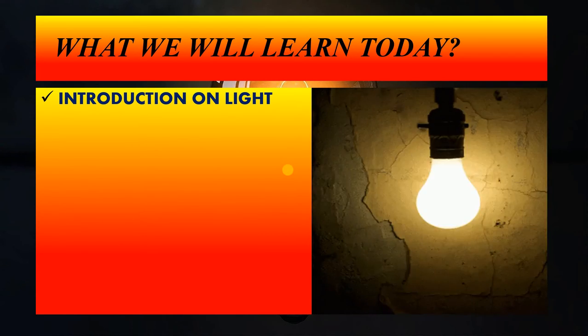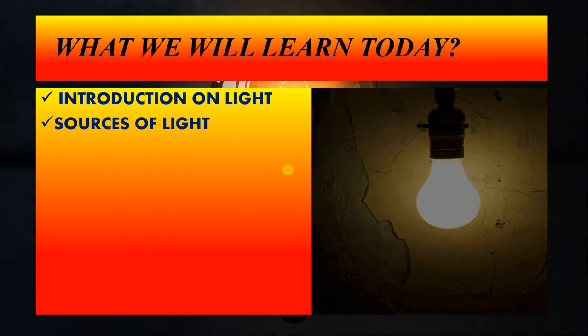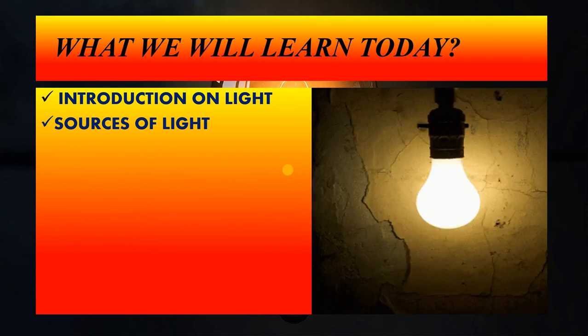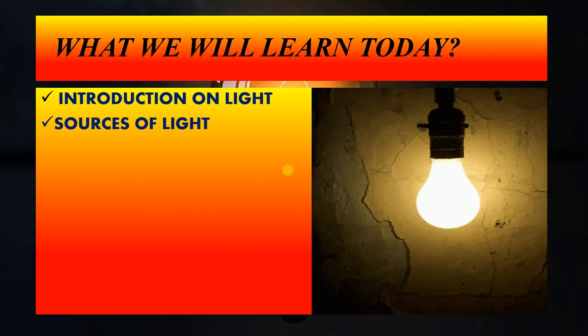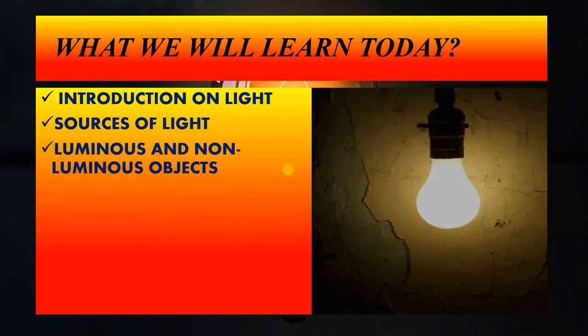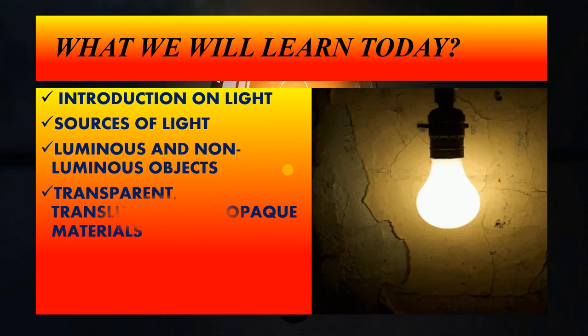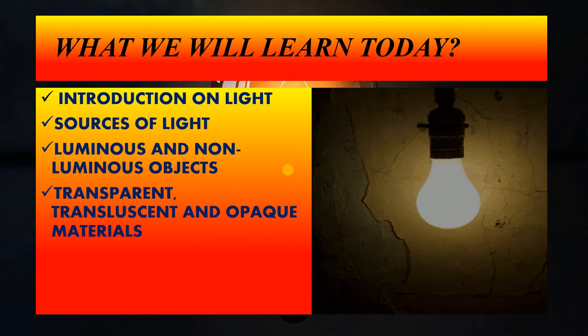Today we will be learning first a short introduction on light, then the sources of light. Under that we will be learning on two sources of light, that is natural sources of light and man-made sources of light. Then we will be learning about luminous and non-luminous objects. And then we will be learning about transparent, translucent and opaque materials. Alright students, so let's proceed.